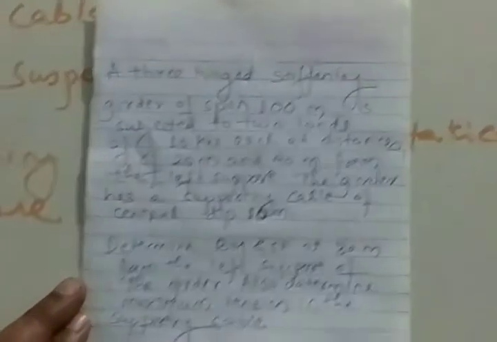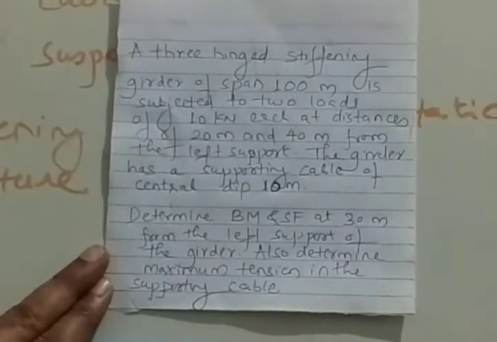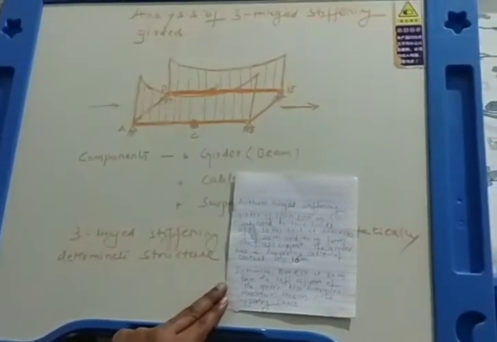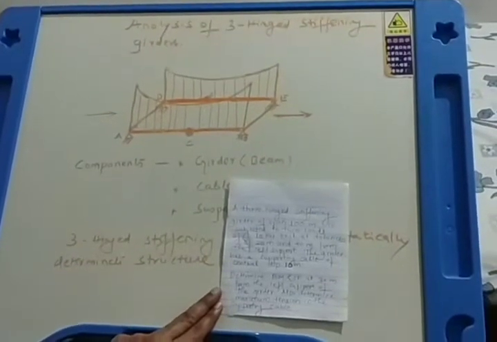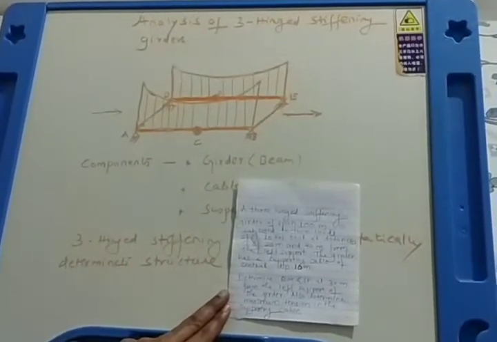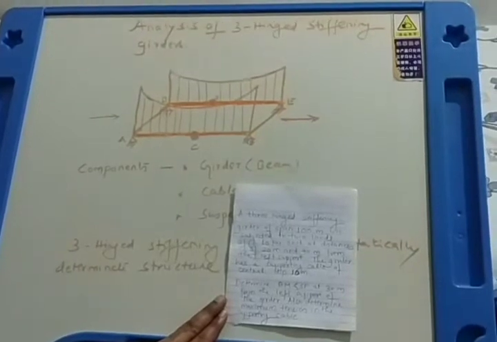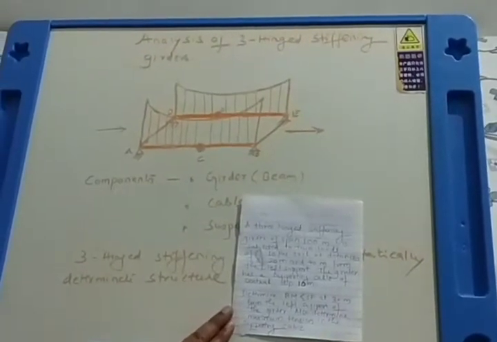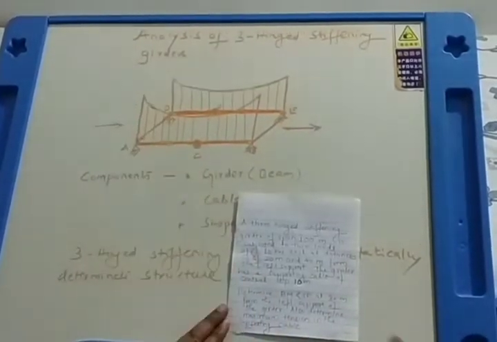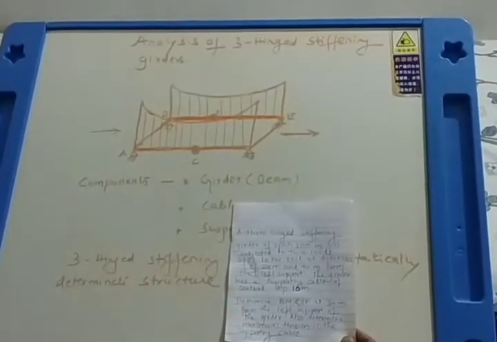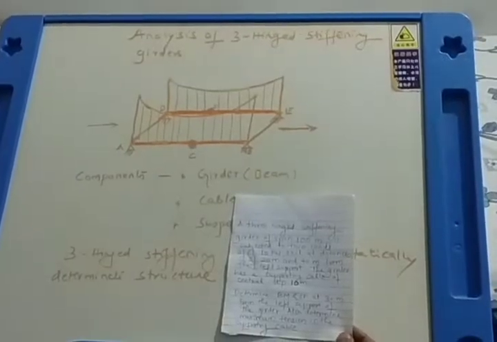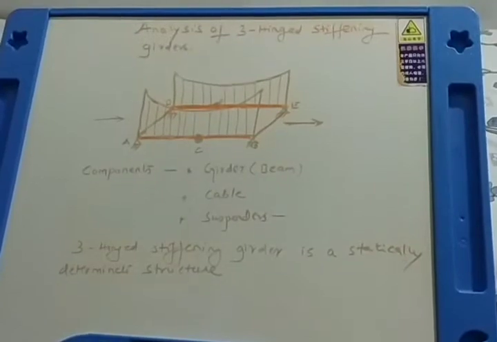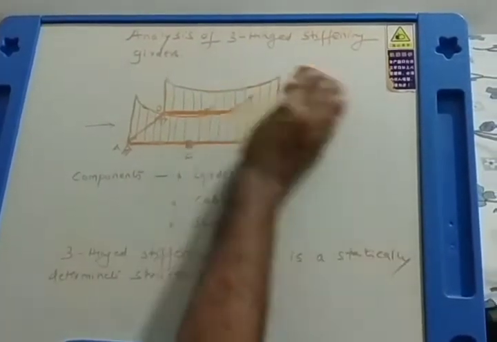So have you noted down the problem? I hope it is clear to you. Of course, I will be drawing the sketch of the problem, and then we will see how we can solve the entire problem to find out bending moment and shear force at 30 meter from the left support, and then to find maximum tension in the cable. I hope you have noted down the problem. Okay. So now what I will do is I will just take it out.